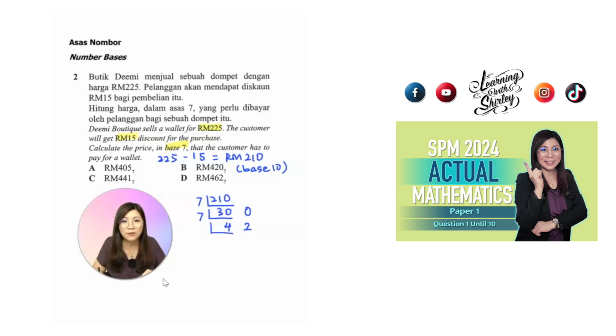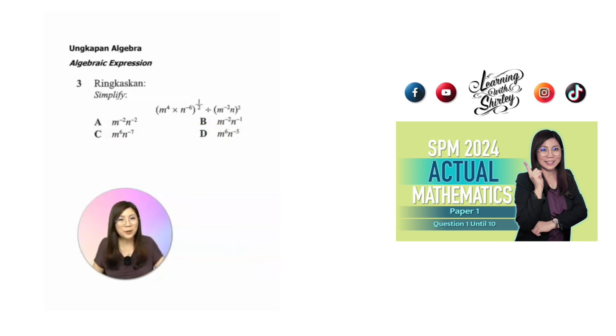Then we divide by 7 again. Can 4 be divided by 7? Cannot, so you put a 0 here and you bring down the 4. So the answer is 420 in base 7. Let's look at question number 3.